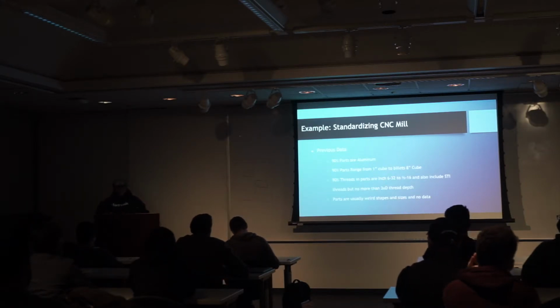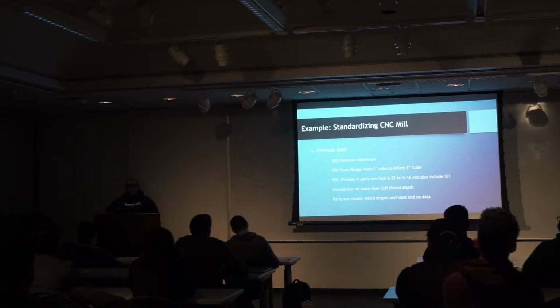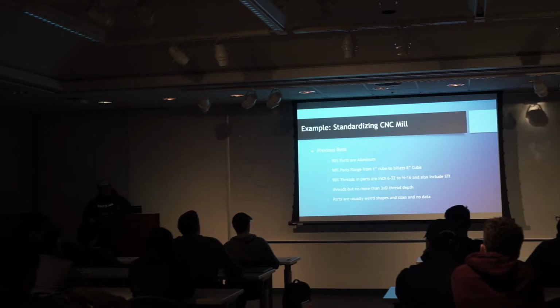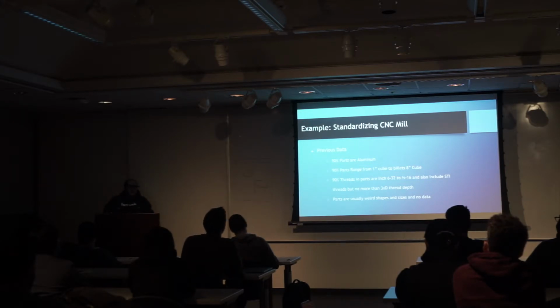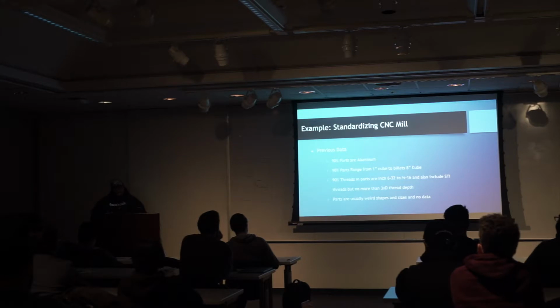So, previous data: 90% of our parts are aluminum. 90% of our parts can fit in a 1-inch cube to an 8-inch cube. 90% of the threads in our parts are 6-32 to 3/8-16. Some of them also include those threads, but with an STI, which is for a helicoil insert. And none of the threads are more than 3 times the diameter of the thread deep. This is pretty standard, there's no benefit after 3 times diameter for thread strength. And the parts are usually weird shapes, and no data can be pulled from there.